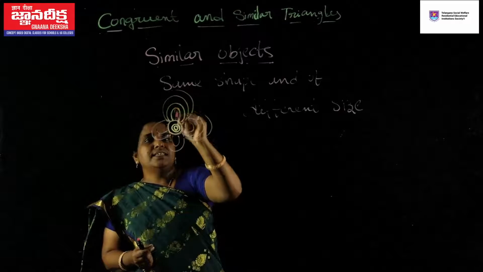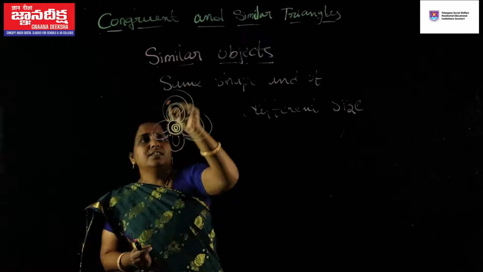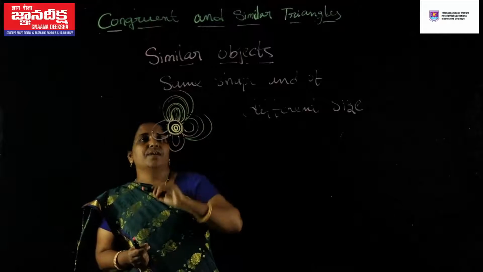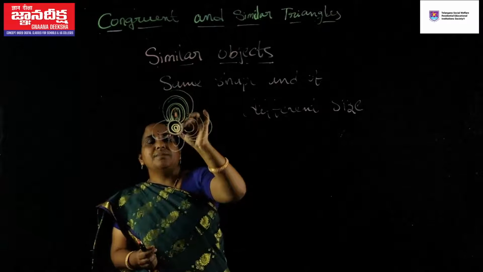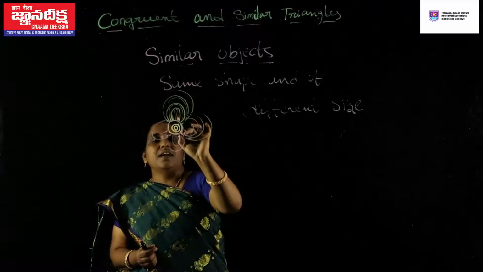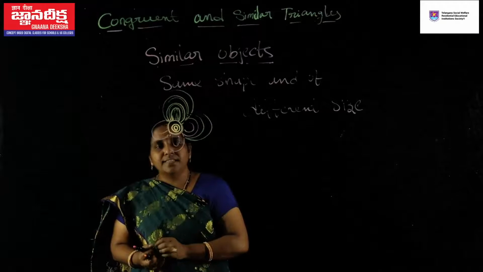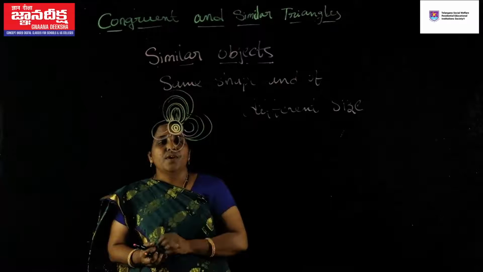But when you consider the size, this is small, this is a little bigger, this is bigger than the previous one. So, petals having the same shape and different sizes. Therefore, these petals are similar to each other. Like this we can give many examples for similar objects also.